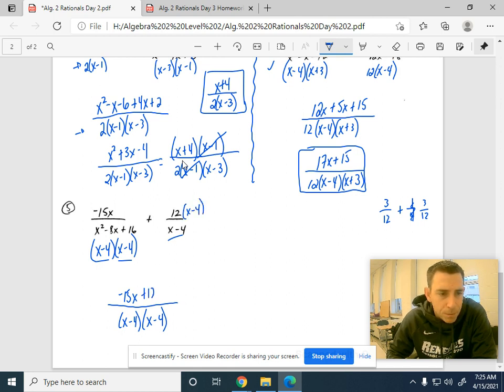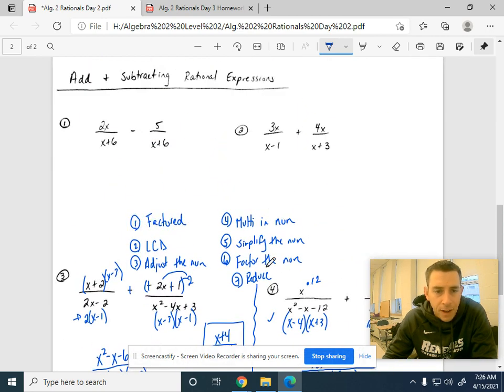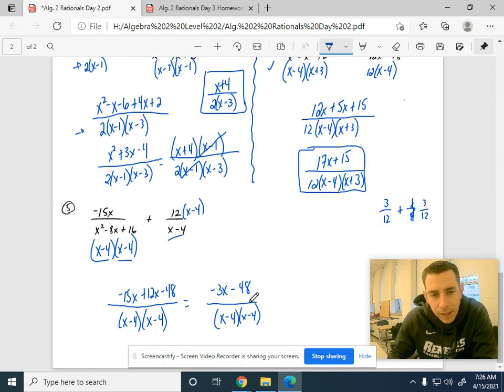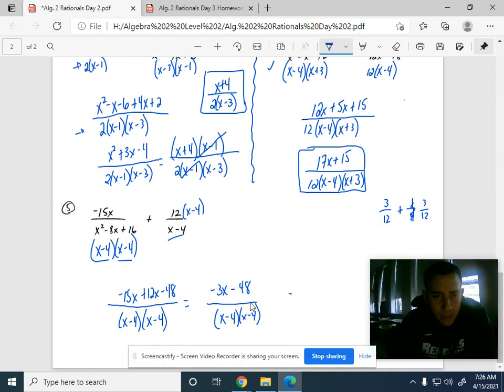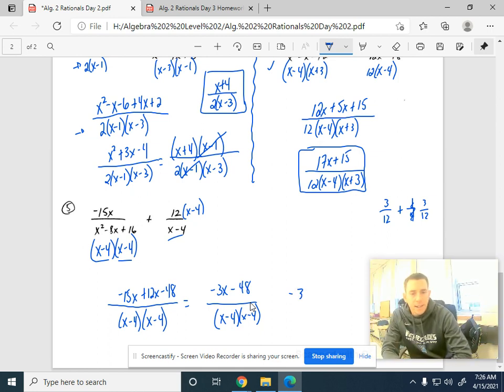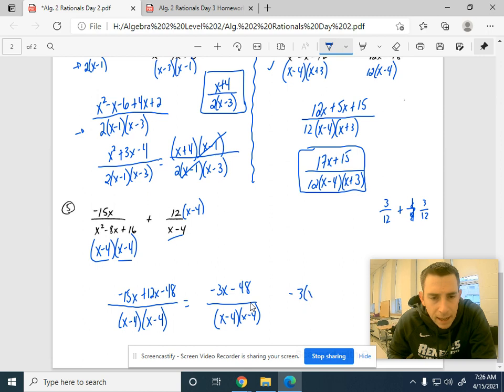Distribute. All right, group like terms, right? 12x minus 48. So then I would have negative 3x minus 48. You can write it as x minus 4 squared or x minus 4 twice like that. And I don't think it'll get us anywhere, but you still have to factor. All right, so 3 does go into 48. So I'm going to take out a negative 3, and that would give me x plus 16.